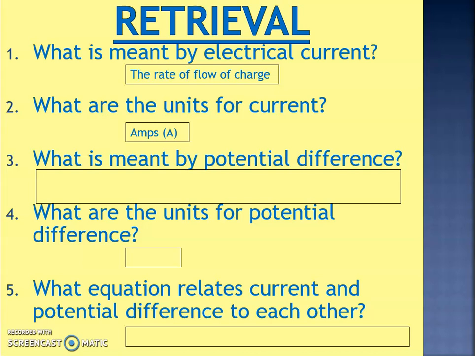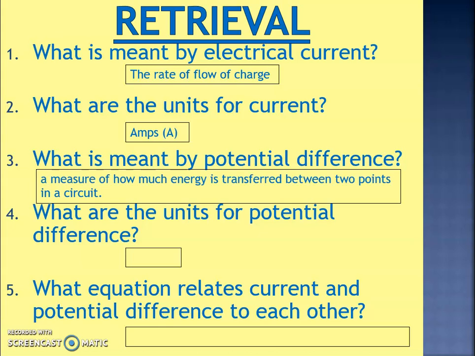What's meant by potential difference? Potential difference is a measure of how much energy is transferred between 2 points in a circuit. And what are the units for potential difference? That's measured in volts. Question 5. What equation relates current and potential difference to each other? That would be Ohm's law. Potential difference equals current times resistance, or in symbols V equals IR.